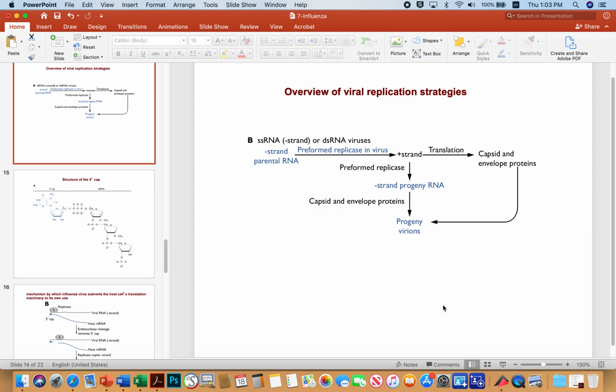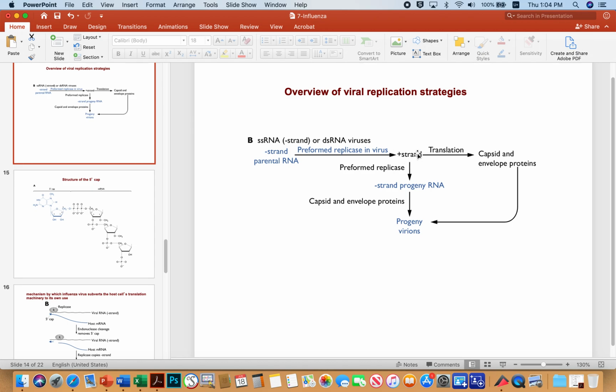Overview of the influenza virus replication strategy, and it begins with the single-stranded RNA genome. In this particular case, you have a minus strand, remember that, and a preformed replicase. So the virus is actually bringing with it some of the replication machinery that is required. In this case, the polymerase that allows it to go from a minus strand RNA to a plus strand of RNA. Just remember, we don't have anything like that in our genome or in our cells, and so the virus has to bring that along with it.